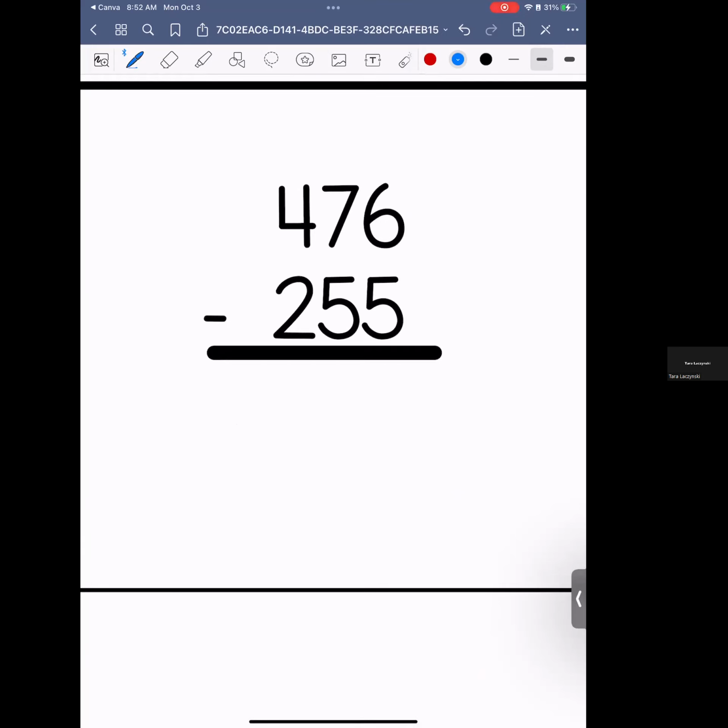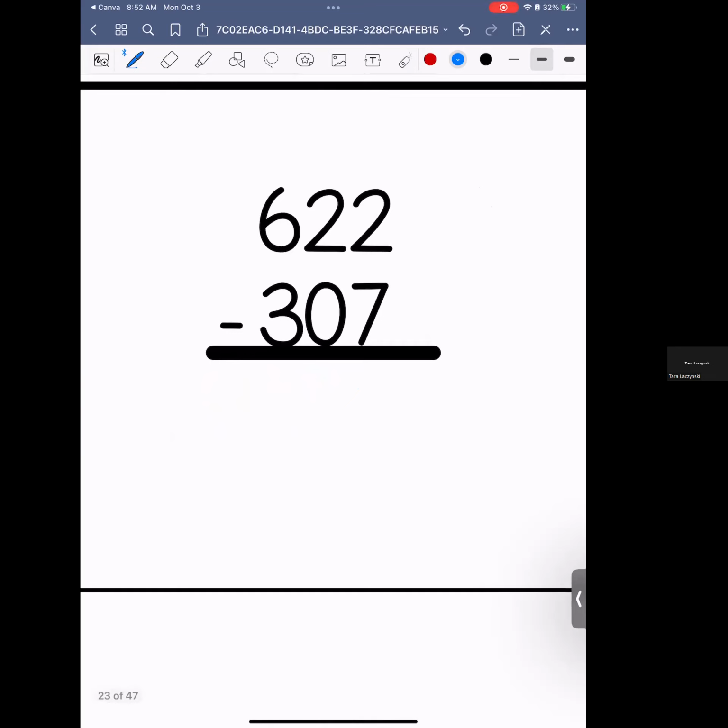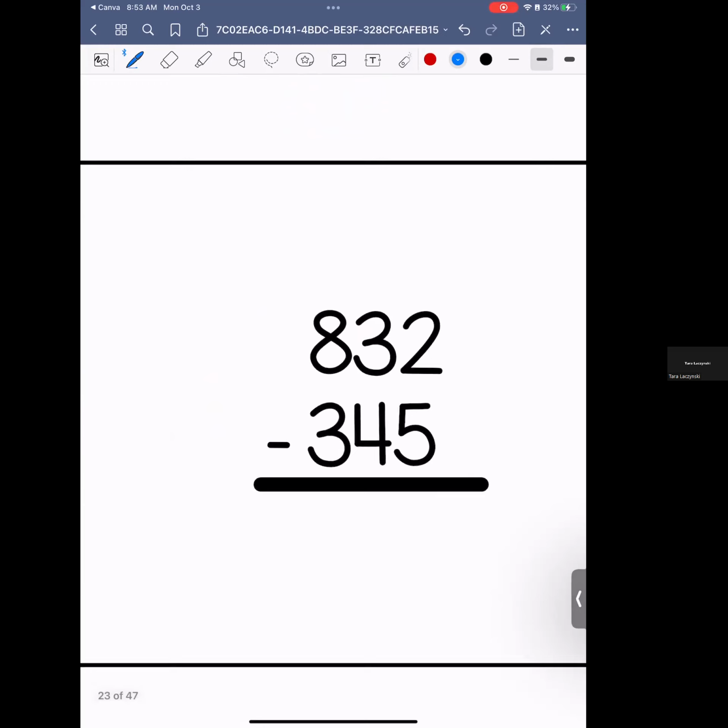476 take away 255. 6 take away 5 is 1. 7 take away 5 is 2. 4 take away 2 is 2. 221. Moving next door. 622 take away 307. We have some borrowing because if I have 2, I can't give you 7. I go next door. I borrow a 10. 12 take away 7, I can do, that's 5. 1 take away 0 is 1. 6 take away 3 is 3. 315. Moving on.